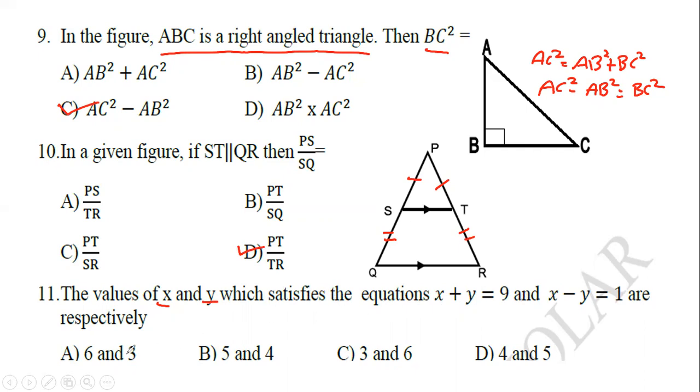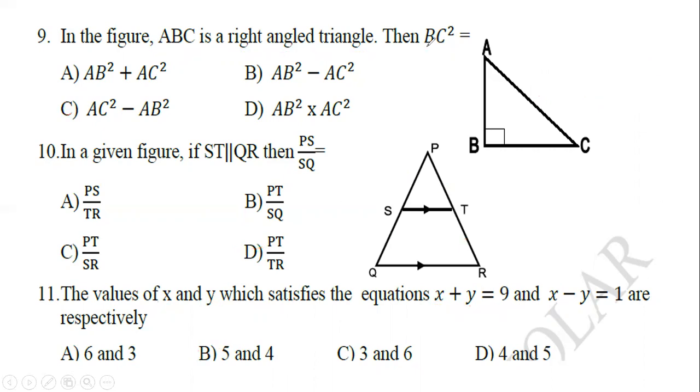Here they given 6 and 3. Okay, check for 6 and 3. So 6 plus 3 is 9. 6 minus 3 is equals to 1? So you won't get, 6 minus 3 is 3. Check for 5 plus 4. Yes, 5 plus 4 is, look here. Here put 5 plus 4. So 5 plus 4 is 9. Here 5 minus 4 is equals to 1. So which option is right? Option B is correct. Next sum.